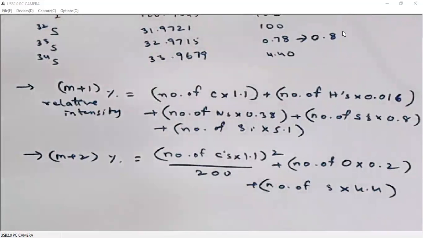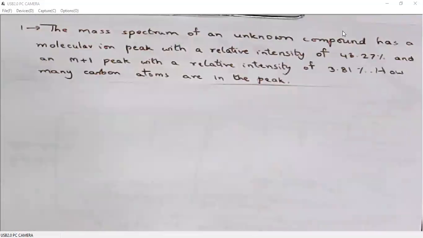Now, how do we utilize this data to identify the number of carbons in a molecule, or to identify the formula of the compound? If you want to identify the formula, then when you know the M peak, you know the mass. So accordingly, take some carbons, hydrogens and nitrogens, and calculate the M plus 1 peak intensity. If it matches the given M plus 1 peak intensity, then that is the molecular formula.